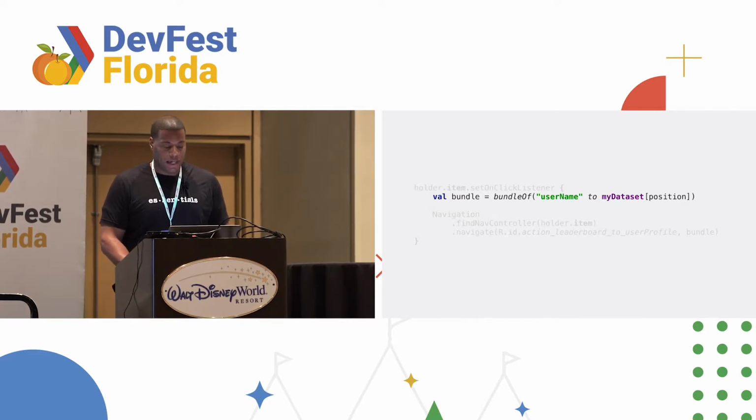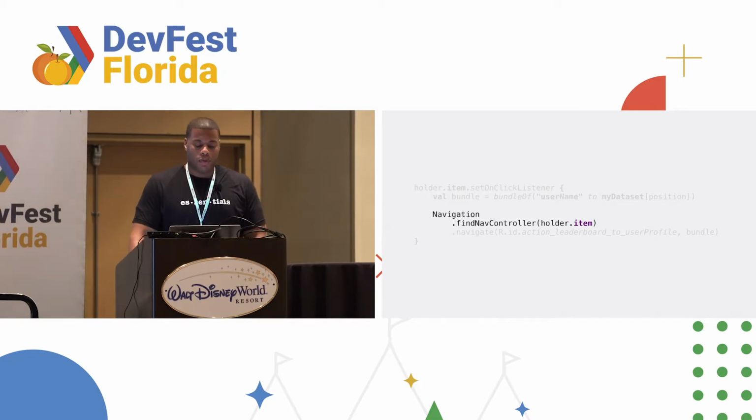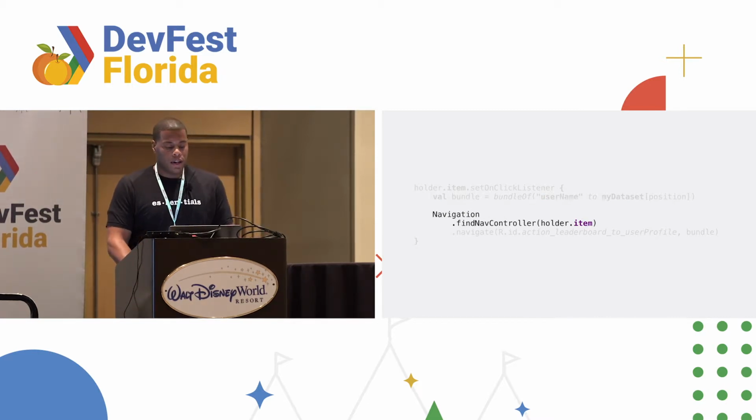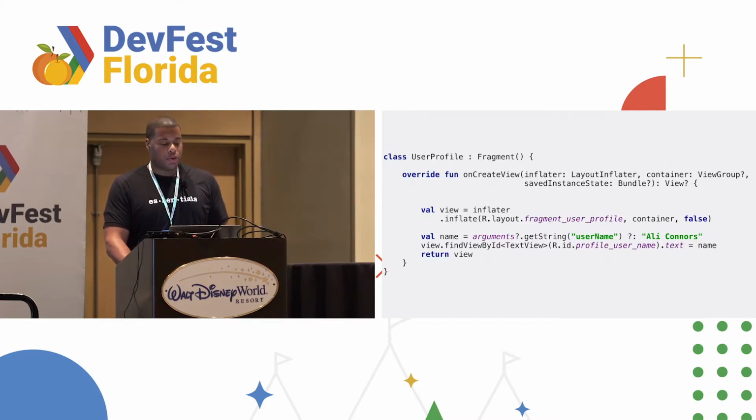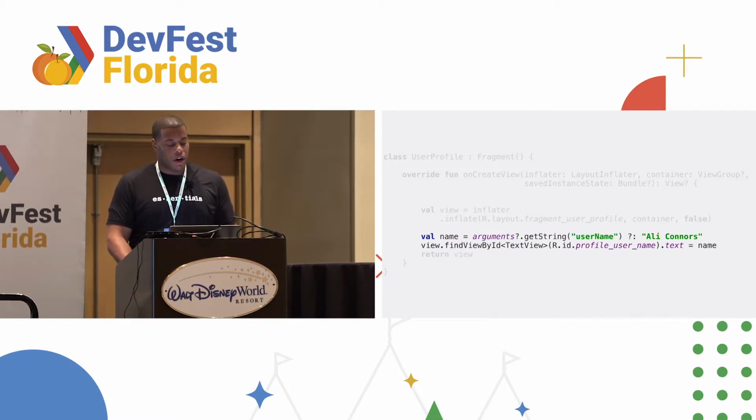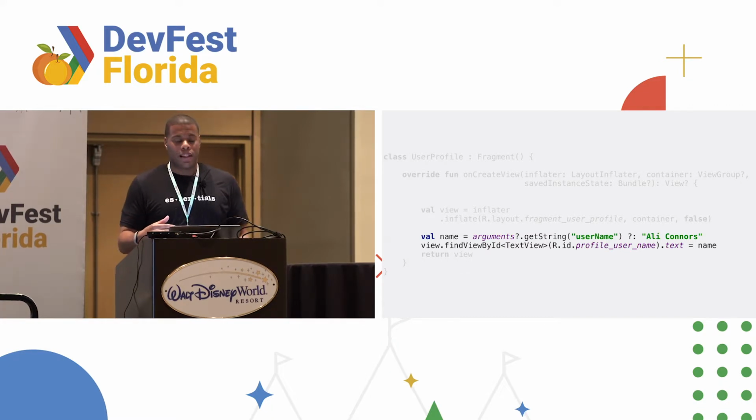I'm getting the username from my data set. You get a reference to your navigation controller, and then you call the navigate method, and you pass in your action as well as your bundle. Again, I'll go more in detail on this during the demo, but that's basically how you pass data. Now, to receive the data, you just use the typical manner that you do now, where you get a reference to your arguments, and you can pull that data from your arguments bundle.